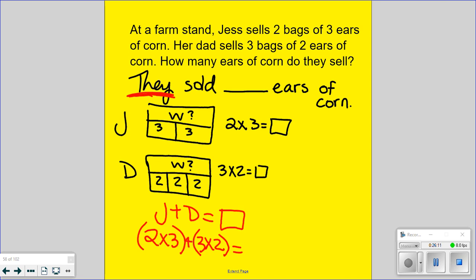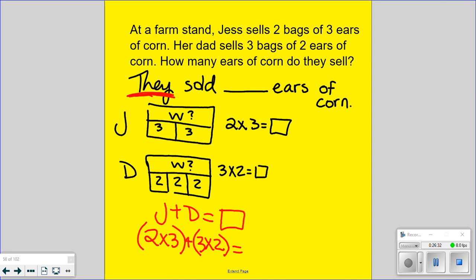Do you see it? Look at it. It'll make sense eventually, but you've got to give it time to think about it. 2 groups of 3. That's what Jess had, plus what Dad had, and he had 3 groups of 2. Now, yes, we can make this shorter.